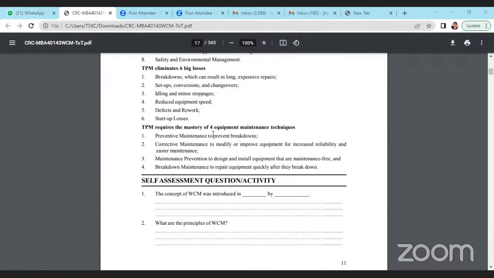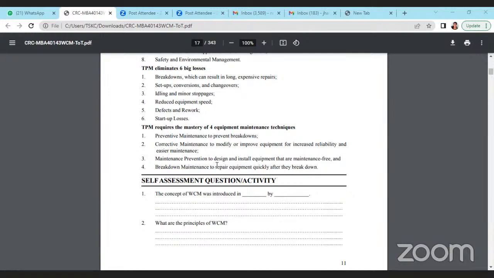TPM requires the mastery of 4 equipment maintenance techniques. So these are the 4 techniques: preventive maintenance to prevent breakdowns, corrective maintenance to modify or improve equipment for increased reliability and easier maintenance, maintenance prevention to design and install equipment that is maintenance free, and breakdown maintenance to repair equipment quickly after a breakdown. So these techniques have to be followed, to decide what can be done before breakdown, or to not have breakdown, and which type of maintenance has to be done.